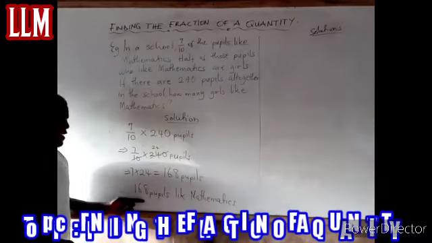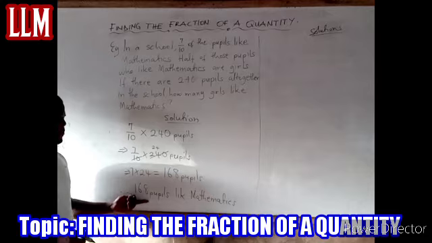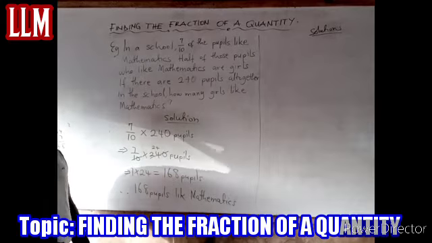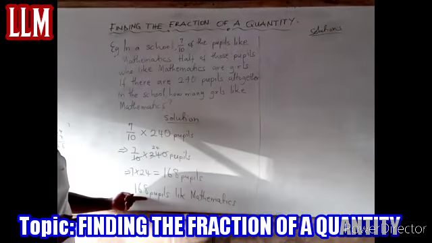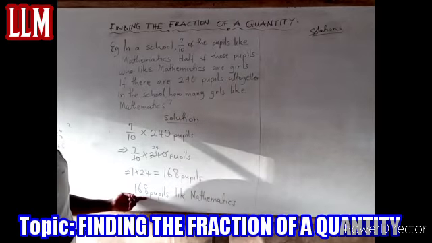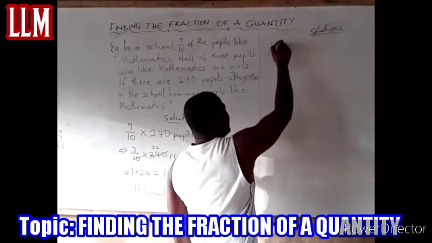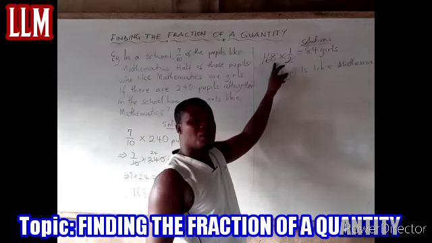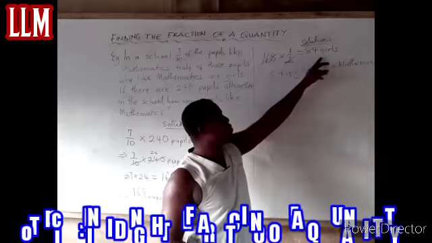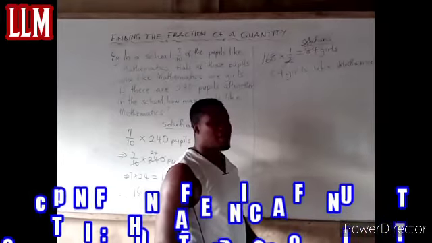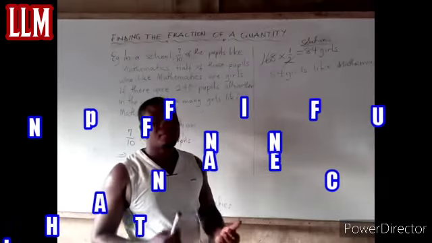Now, if 168 pupils like mathematics, then how many of these pupils are girls? The question went further to say that half of this 168 pupils are girls. So how do we find the girls? We just multiply 168, which is the total number of people who like mathematics, by half, and we are going to get our 84 girls who like mathematics.